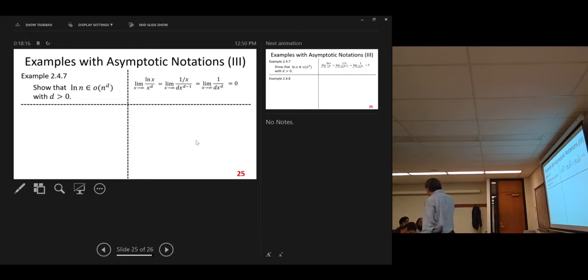How about we choose d? 0.000, many, many zeros. How about we choose 1 billionth? d equals 1 billionth. Very tiny, right? So n to the 1 billionth power. We use that function, we compare with natural log. Which function grows faster?